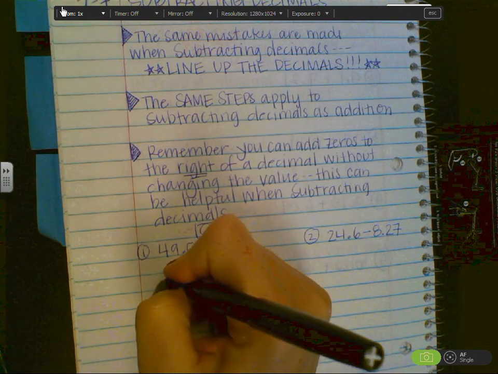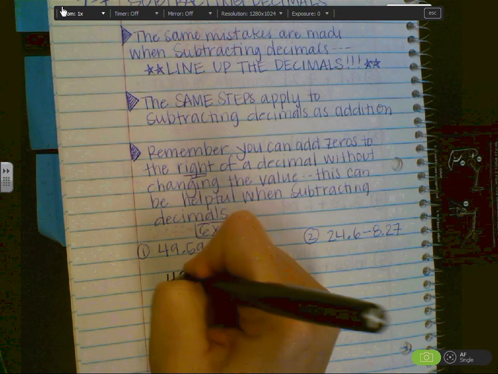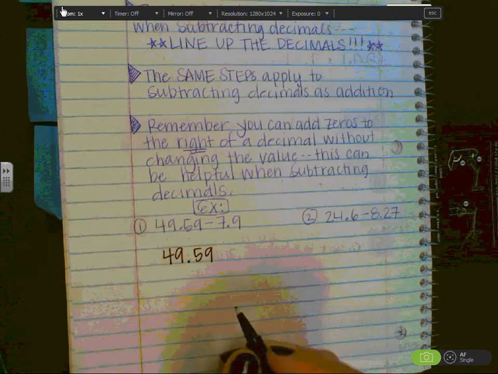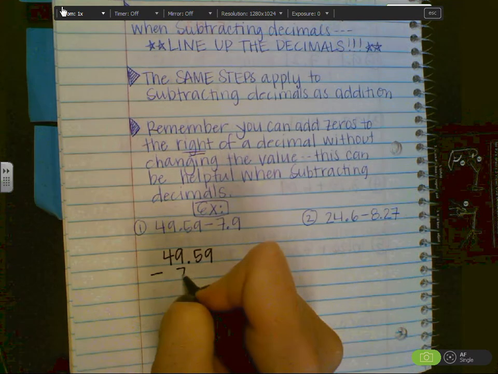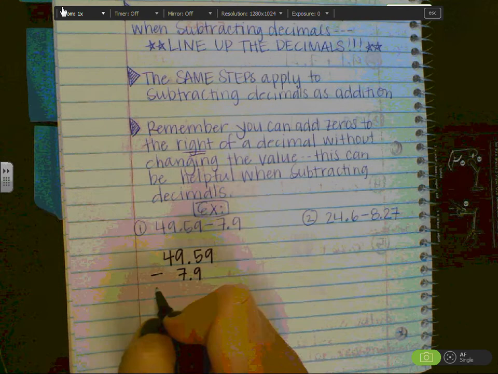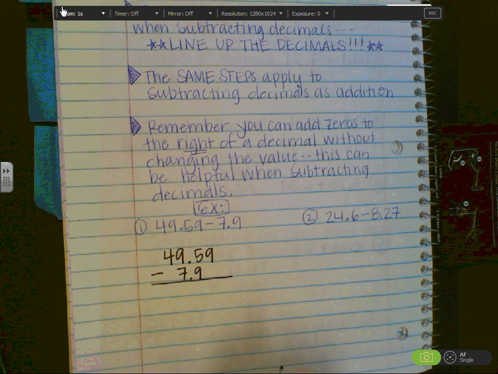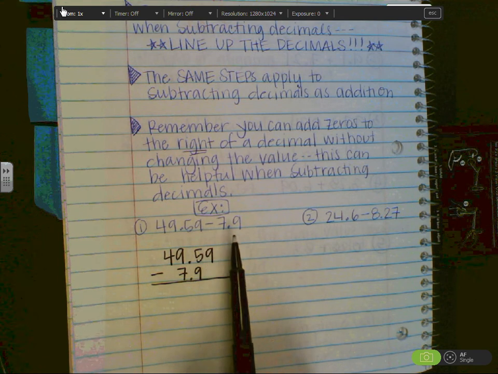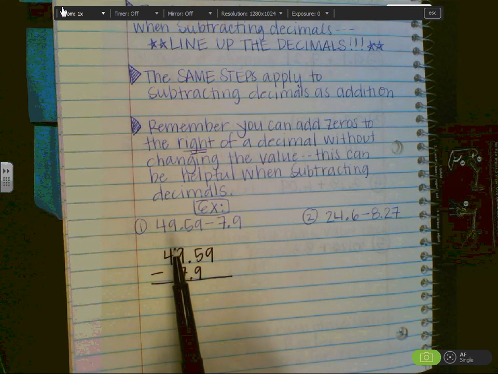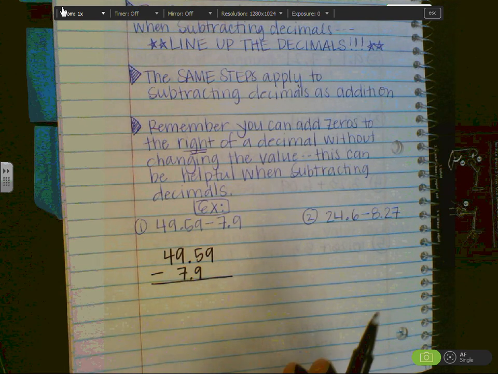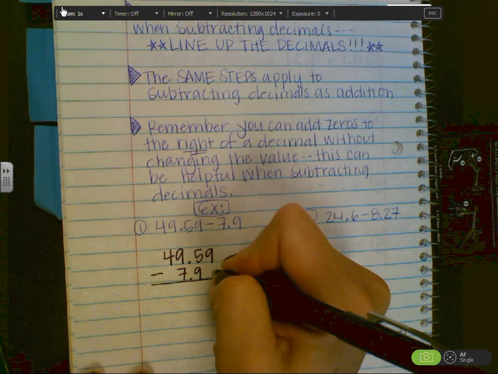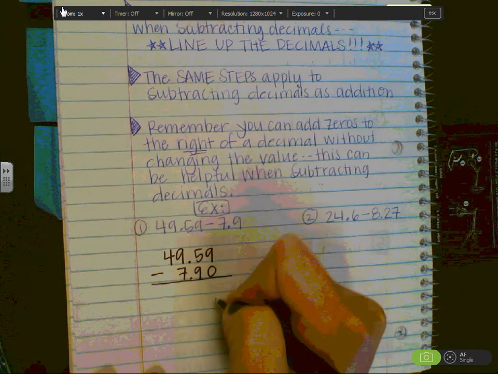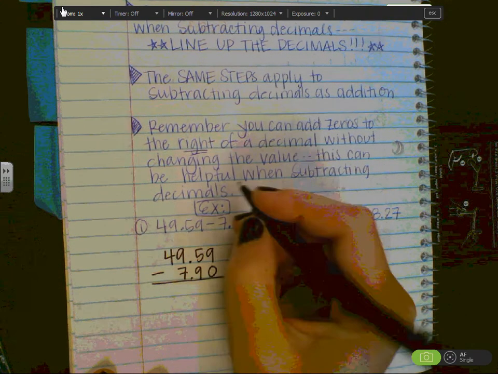So first things first, we cannot subtract like this. I have to line up the decimals. So 49 and 59/100ths minus 7 and 9/10. Okay? Now, unlike addition, the commutative property does not apply. So whatever number is listed first has to go on top. Now, here's where we can add a zero without changing the value. Okay? So now we just subtract, starting with the place value farthest to the right.